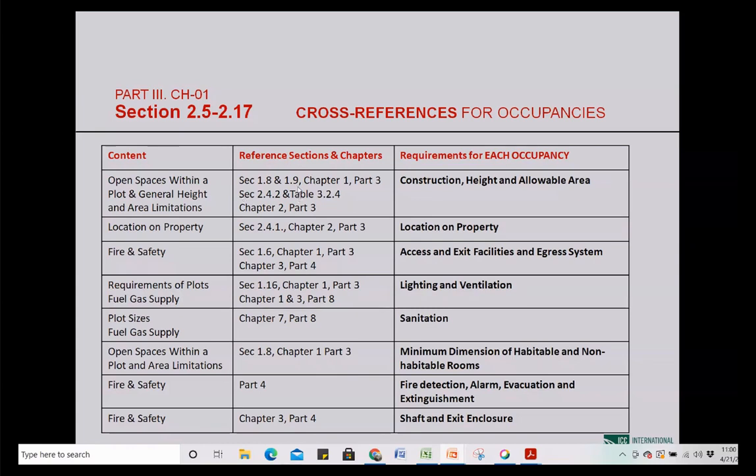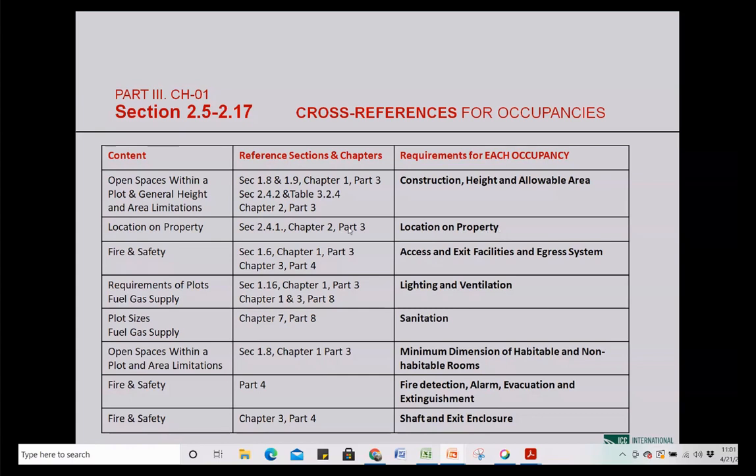And what does it contain? It contains open spaces within a plot and general height and area limitations. So these are the information or topics it covers. For a particular segment of part 3, to understand the occupancy need, sometimes we have to go to chapter 1. We are dealing with chapter 2 here, but we will have to go to chapter 1 of part 3, and sometimes other sections of part 2, section 2, chapter 2, part 3. So this is one thing.